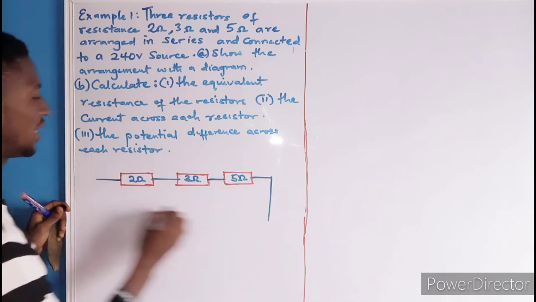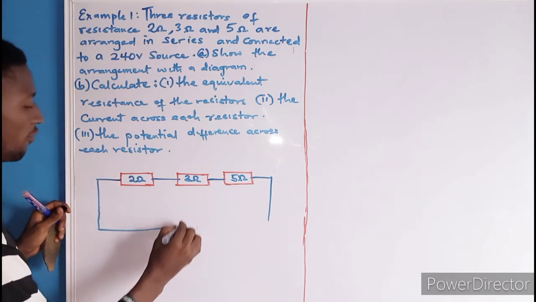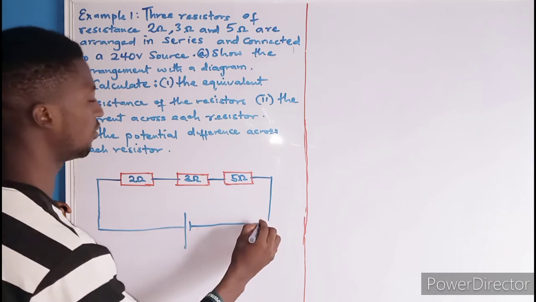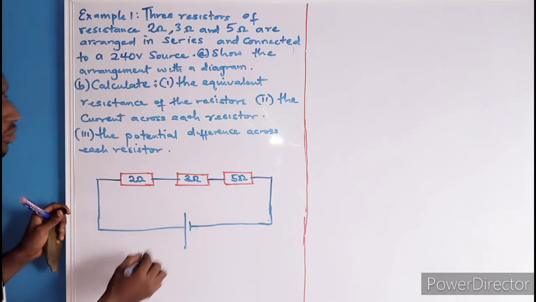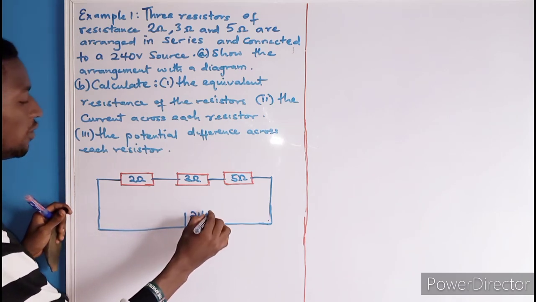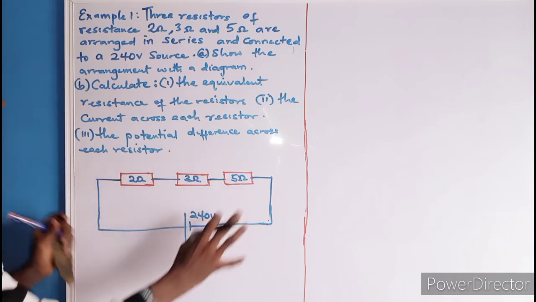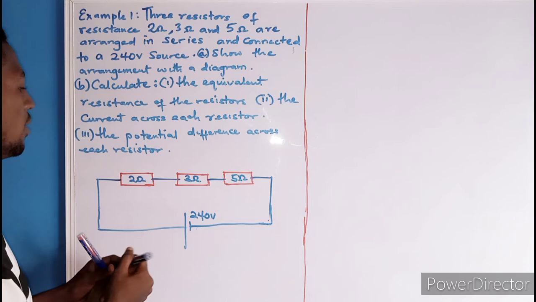So now we can connect it to a 240 volt source, as said in the question. One terminal will be longer than the other when you are dealing with a cell, the source voltage, in an electric circuit. So here we have 240 volts. Now this is the arrangement so far, and we are done with it.